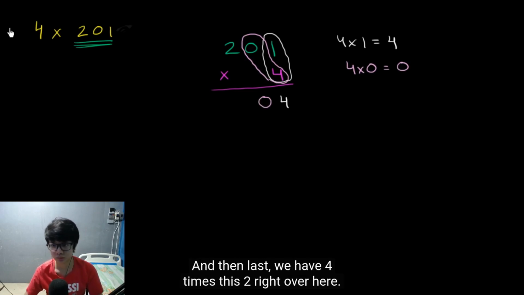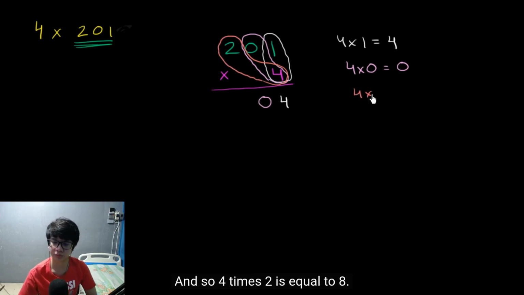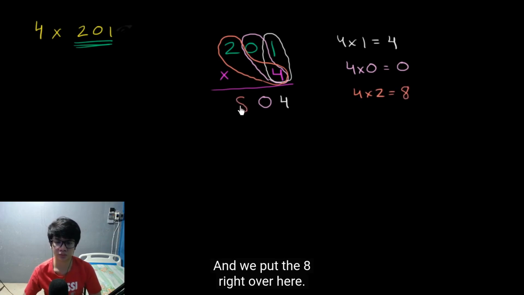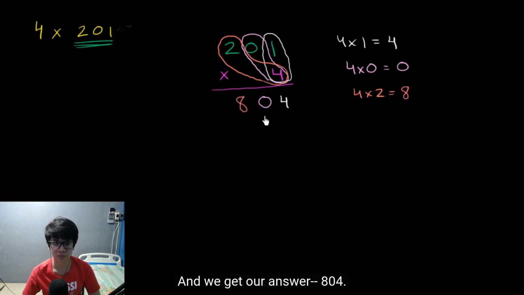And then last, we have 4 times this 2 right over here. And so 4 times 2 is equal to 8. And we put the 8 right over here. And we get our answer, 804.